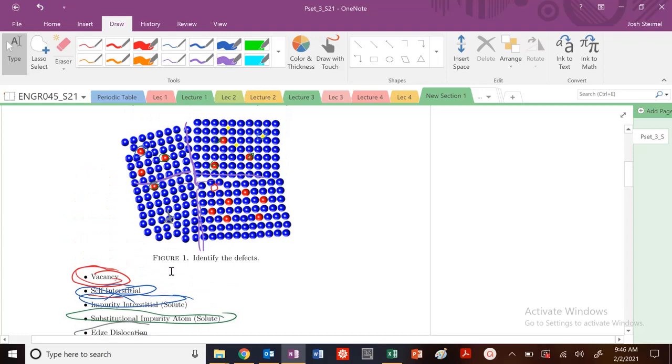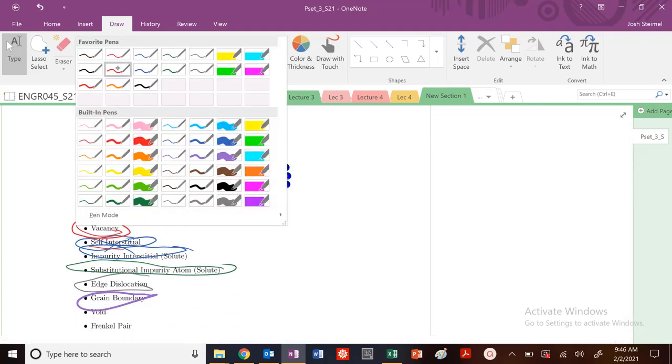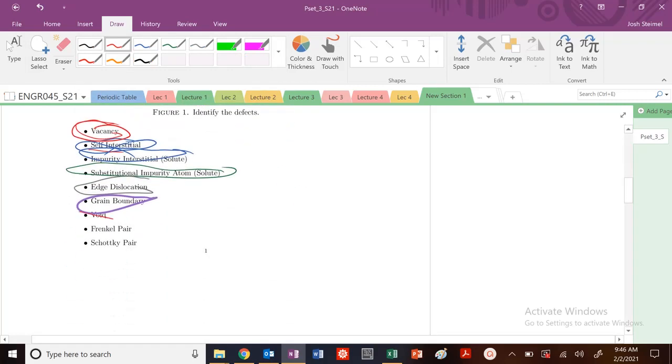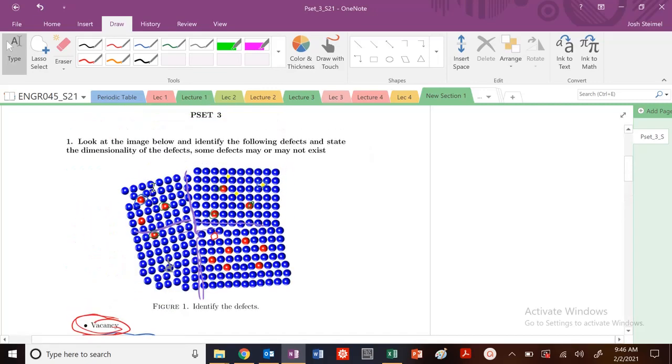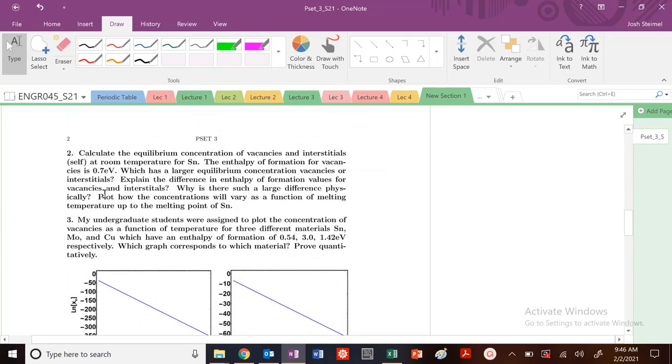Any voids? No, not really, because we don't have these large numbers of vacancies. So no voids, and no self-interstitials. Frenkel pair, Schottky pair? No, we don't have an ionic crystal. Again, we would need to see the two different types. So those are all the defects that are there for problem one.